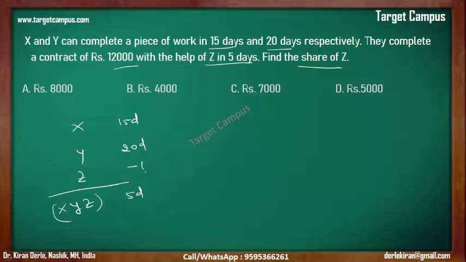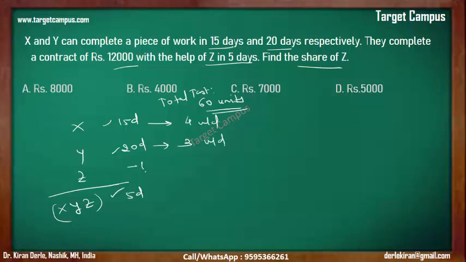So let us take the LCM of these 3, and that comes to 60. So let's say the total task is of 60 units. We have defined the task as 60 units, that is the LCM of these, right? So X can complete 60 units in 15 days, that means per day's work is 4. Y can do the work in 20 days, so per day is 3 units. So 4 units per day, 3 units per day, right?